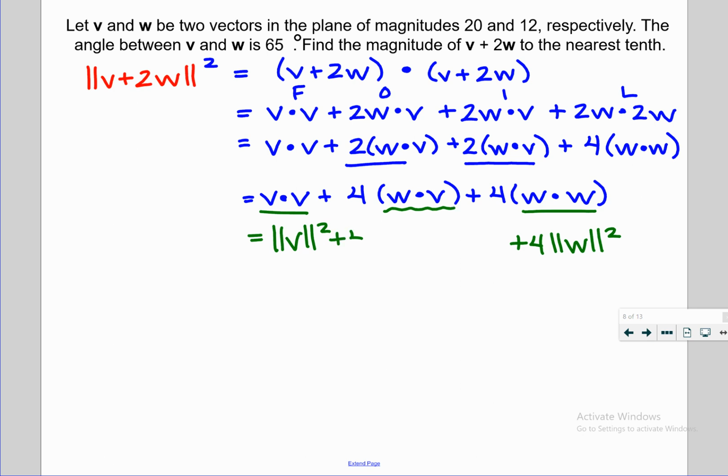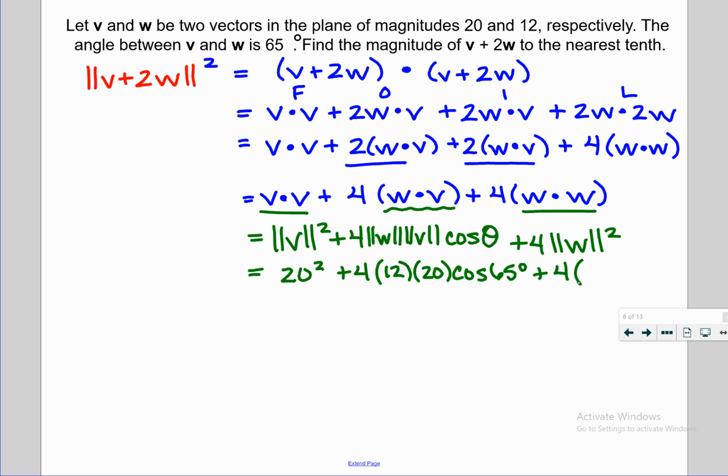Okay, so that's what I'm going to replace it with. I'm going to bring down the 4, but then that dot product is equal to the magnitude of each of them times the cosine of the angle between. And that's helpful because I was given the angle between. So now if you look up, everything that we're given can be plugged in somewhere here. So the magnitude of v is 20, and I'm going to square it. Plus 4 times the magnitude of w is 12, times the magnitude of v is 20, times cosine of the angle between is 65 degrees.